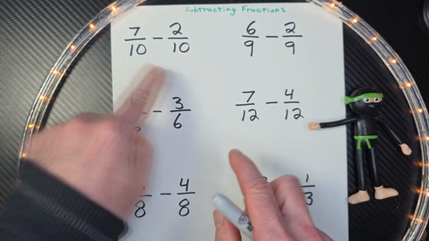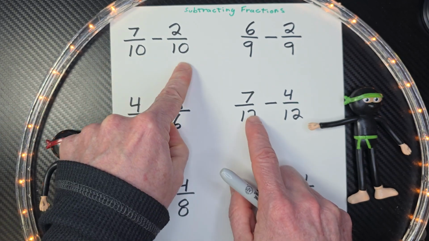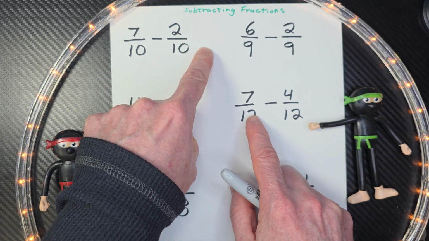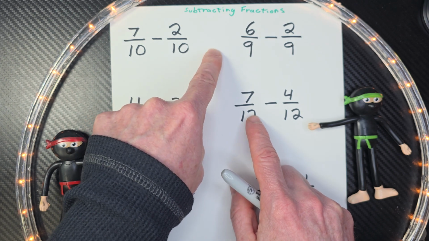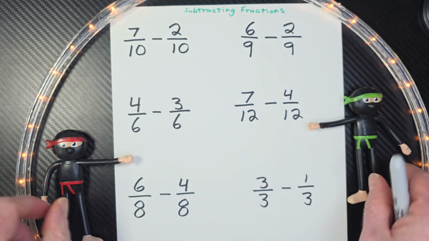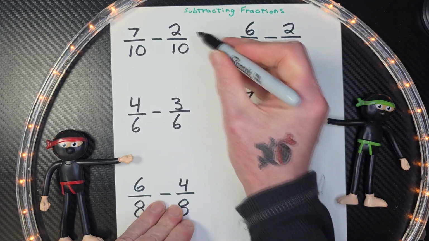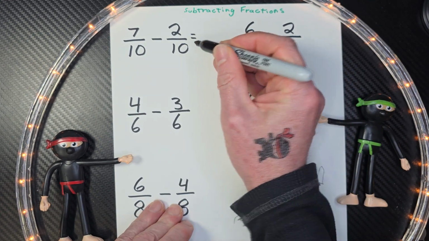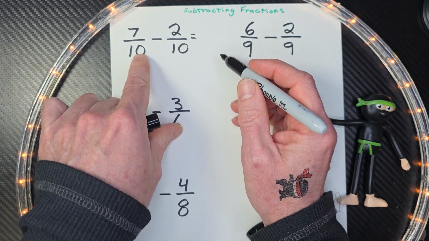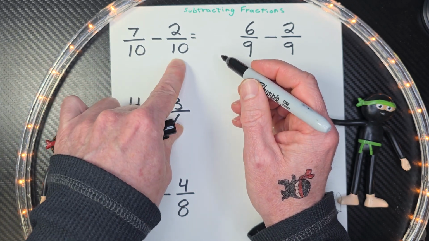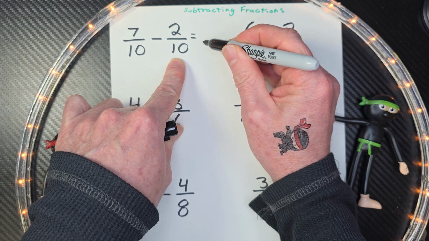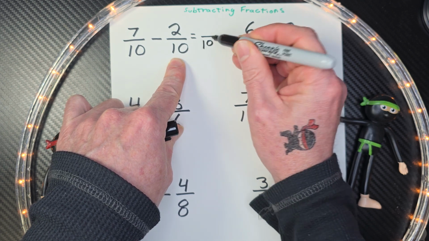So basically, if the denominators are the same, the denominator will be the same in the answer. Can you show me an example? Yes, Math Ninja, I can do that. So basically, I'm going to put an equal sign right here, and the denominator here is 10, the denominator over here is 10, so it's going to be 10 in our answer. So I'm going to put 10 right here.